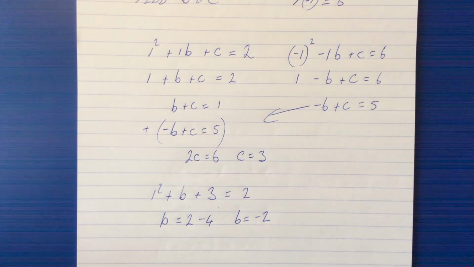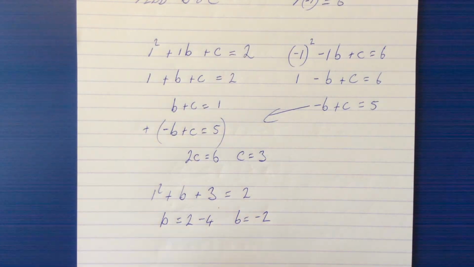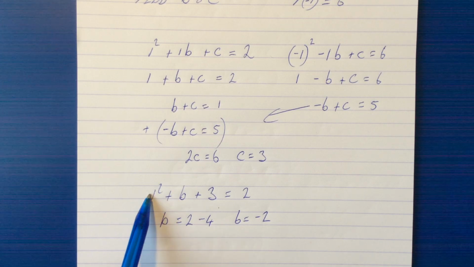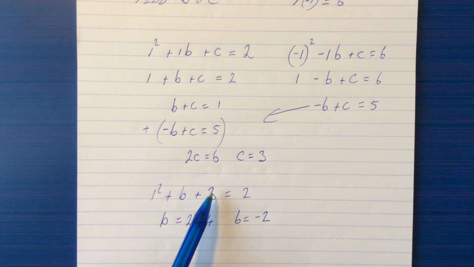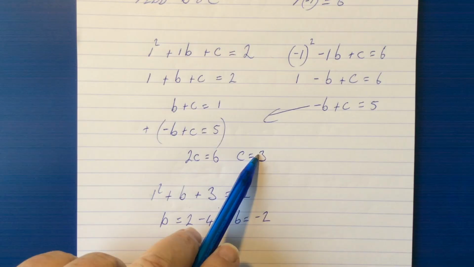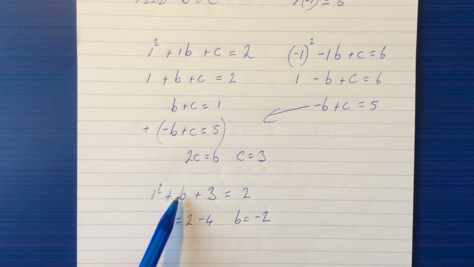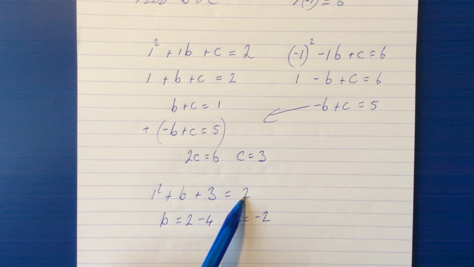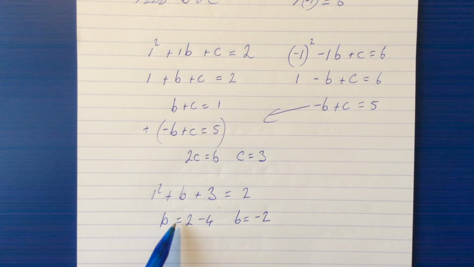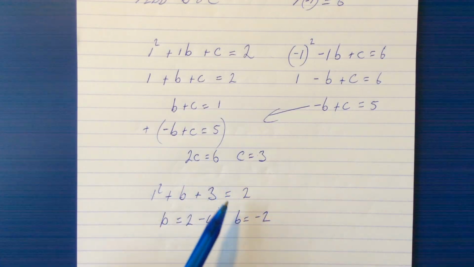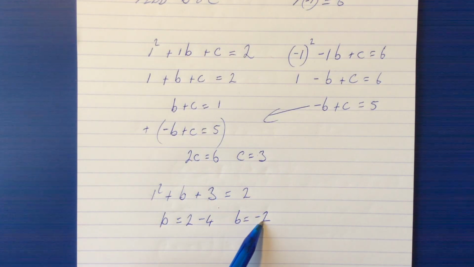Now let me run through that again. I did all the talking, but this wasn't on screen. So I've subbed in the value 1 into our equation, and having found what c equals, I put that into the mix. So I know that 1 plus b plus 3 equals 2. Therefore b is equal to 2 minus 4. We move these 2 to that side of the equation. They become negative. B is equal to negative 2.